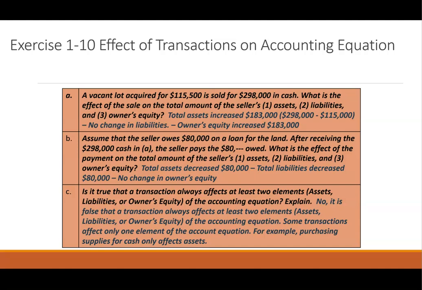Is it true that a transaction always affects at least two elements? No. Some transactions only affect one element of the accounting equation. Remember, if you purchase land for cash, land is an asset that goes up, cash goes down. So it's only affecting assets. See what I'm saying? It's not necessarily affecting liabilities plus stockholders' equity. So it's only affecting the asset section of the accounting equation. So there are transactions that don't always affect two elements, with an element being assets, an element being liabilities, or an element being owner's equity. There are oftentimes, like in the scenario of purchasing land, where one asset goes up, another asset goes down.